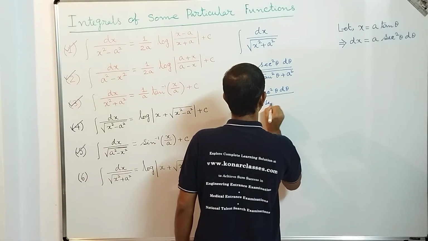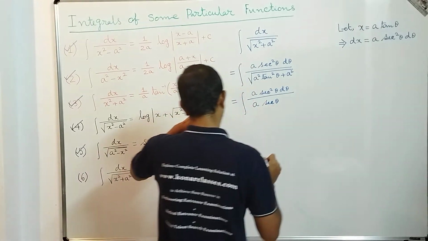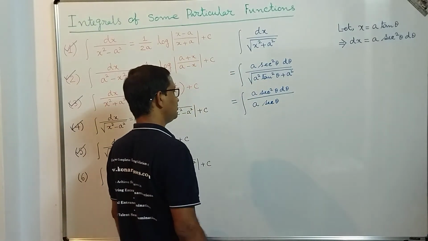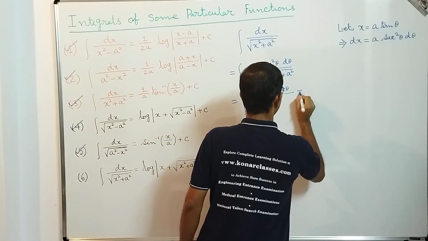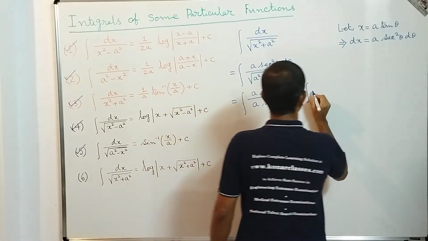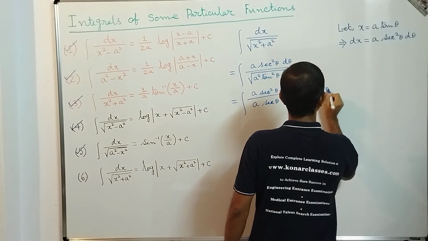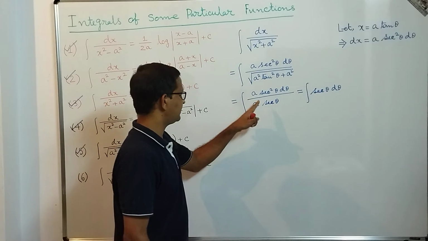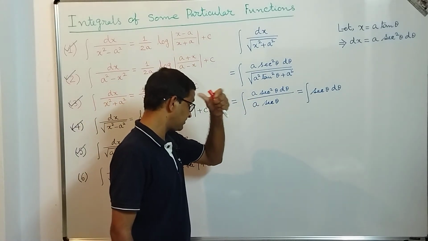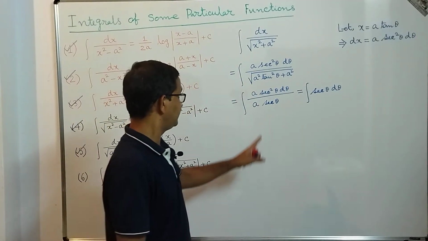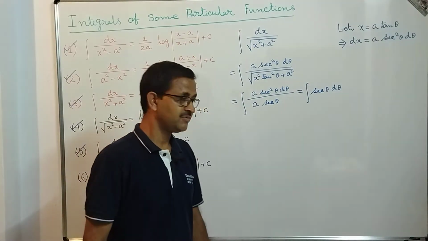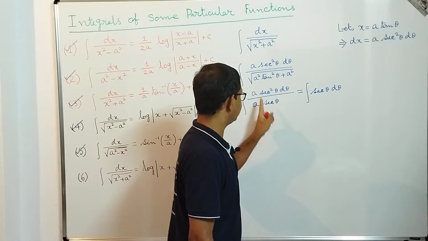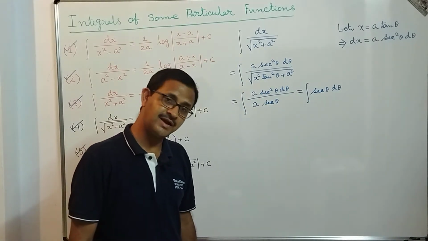So what we get? A sec theta. Now this a sec theta in the denominator and a sec theta in the numerator get cancelled, and we get the integration of sec theta d theta. Like the previous one, a cannot be equal to 0, otherwise that substitution doesn't make any sense. Sec theta also cannot be equal to 0, otherwise the substitution will not make any sense. So that is why we can cancel a sec theta in both numerator and denominator.